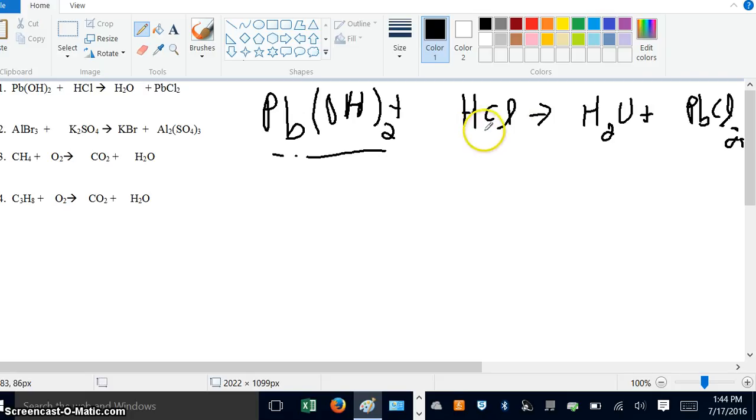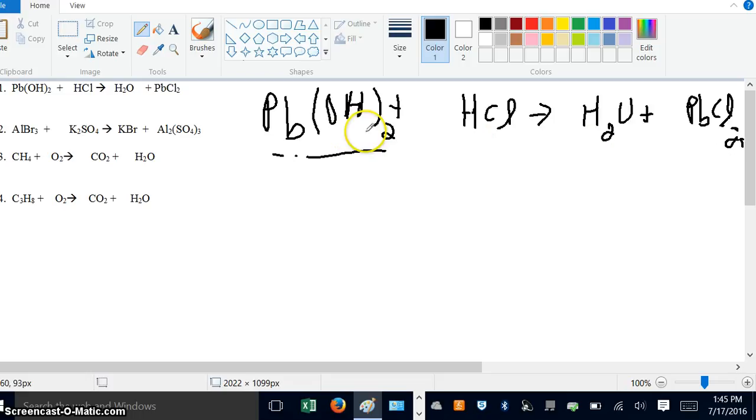Anytime you have hydrogen and one of the halogens, that forms an acid. So we'll talk more about that later, or actually we won't go more into that. And so that's the reaction that goes to water plus lead 2 chloride. Okay, so there's the lead 2 chloride.